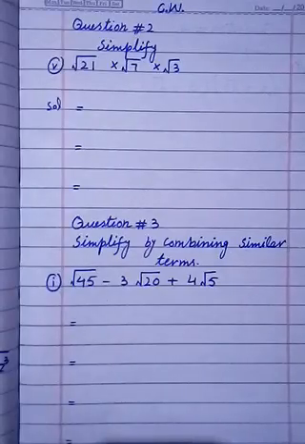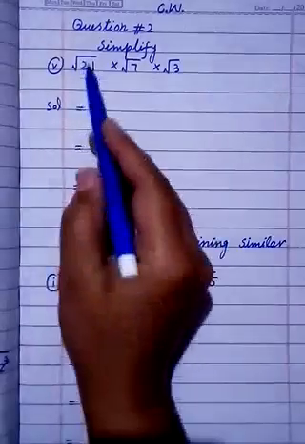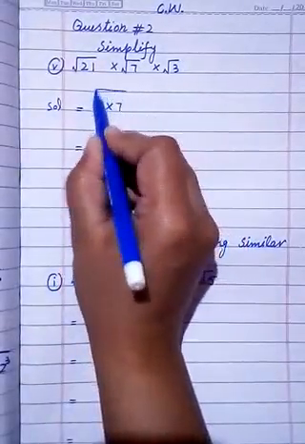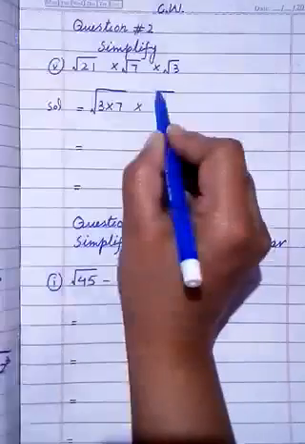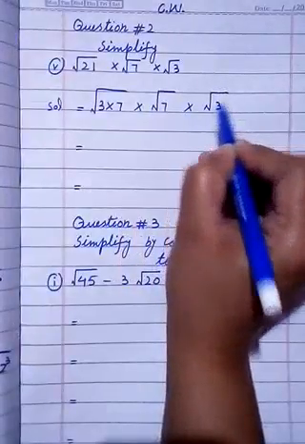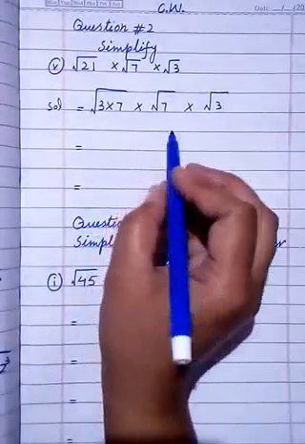Now question number 2, simplify. First of all, you have to make the factors of 21. 3 multiply by 7 under root. Now under root 7, now under root 3. Now you have to combine and write in 1 under root.